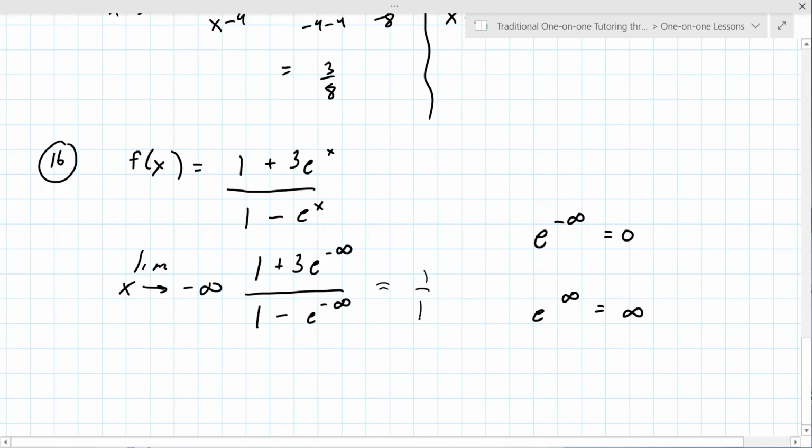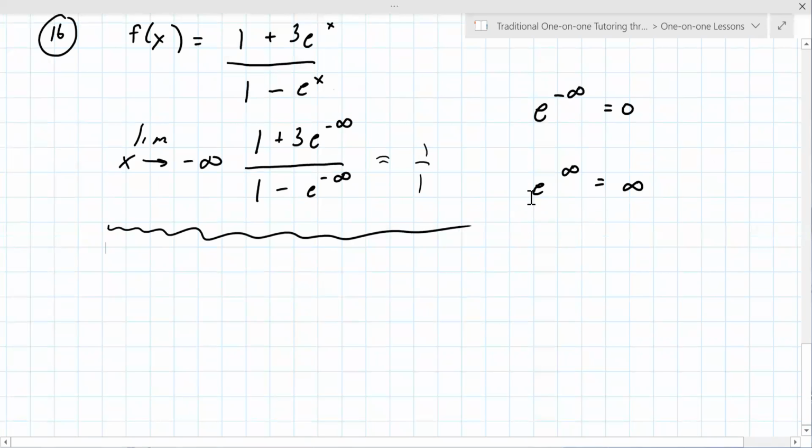Right. Okay. And then where this is challenging is when you do the limit as x goes to infinity. It's 1 plus 3e to the infinity over 1 minus e to the infinity.